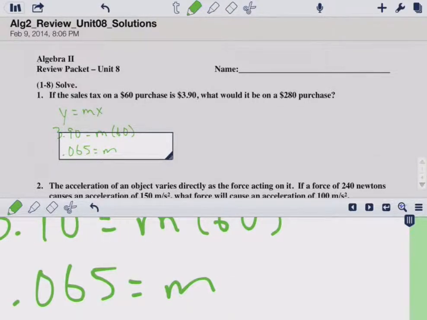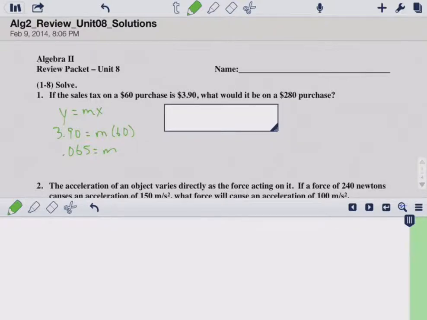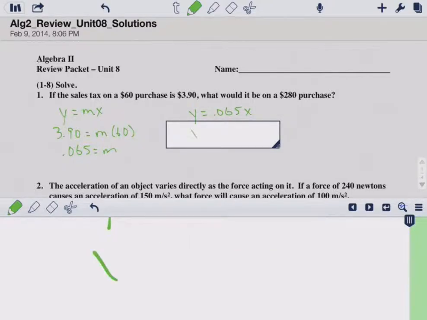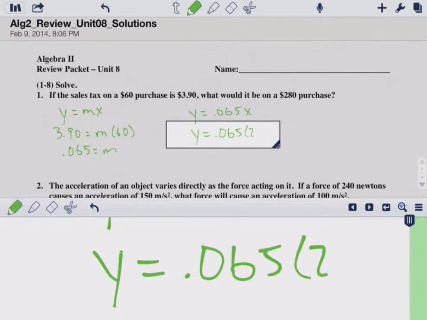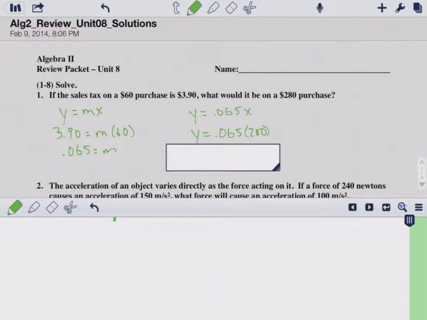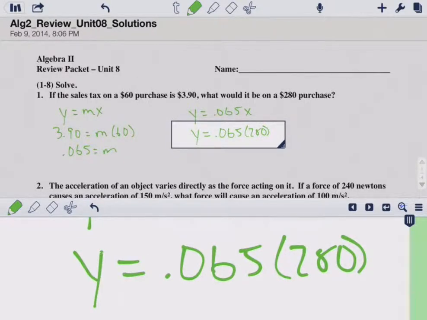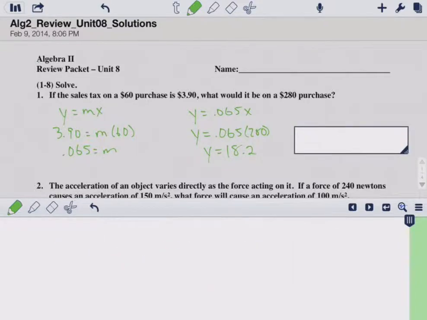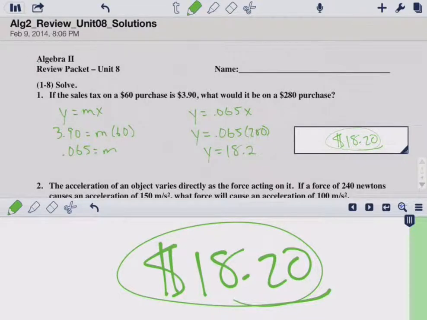All right, so we've got our constant, and with our constant, we set up our equation. y is equal to 0.065x. Now we have a $280 purchase. So we take 0.065, we multiply it times 280. And if we do that, we get 18.2, or $18.20 is our solution for that one.